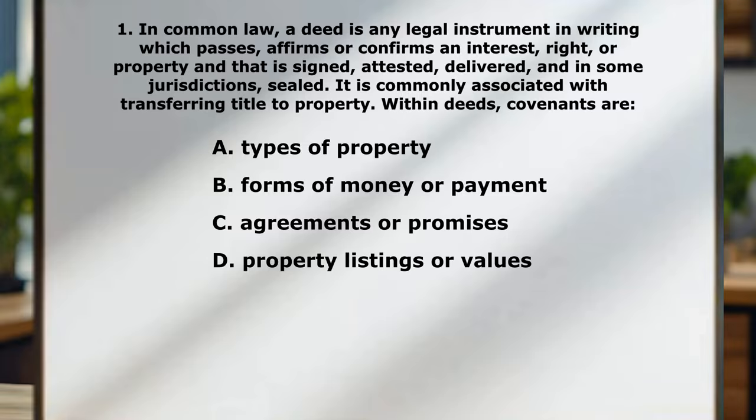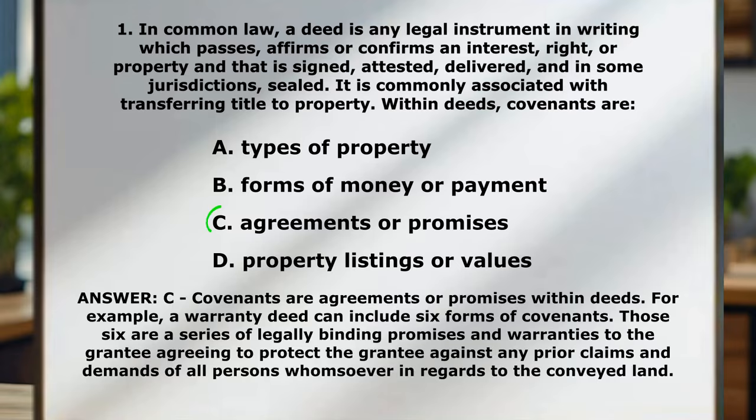There is a lot of vocabulary in this, so there's a lot of words. Take your time on these questions. Make sure you understand the question thoroughly. The answer is C. Covenants are agreements or promises within deeds. So, for example, a warranty deed can include 6 forms of covenants. Those 6 are a series of legally binding promises and warranties to the grantee, agreeing to protect the grantee against any prior claims and demands of all persons in regards to the conveyed land.